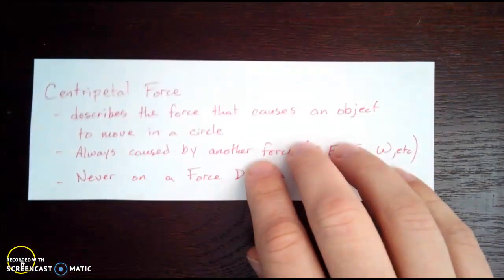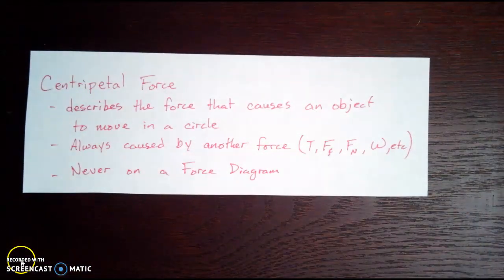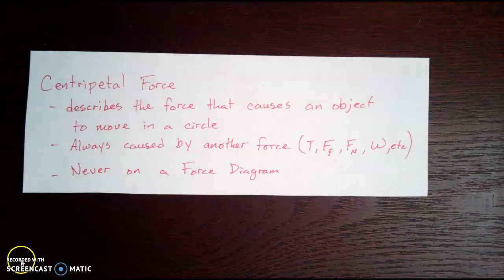Okay. So let's talk about what makes things go in circles. When an object is going in a circle, that is centripetal force. It's the force that causes an object to move in a circle. The centripetal force is always caused by another force. So in our loop example, it would be the normal force and sometimes the gravity that would be causing it to go in a circle. But we would never draw the centripetal force on a force diagram or a free body diagram.